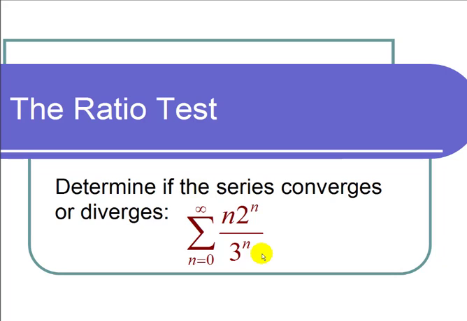So the ratio test tells us we take a limit as n approaches infinity of a sub n plus 1 over a sub n, and then we see if that limit is less than 1, and then the series will converge, or greater than 1, and then the series will diverge. So let's look at the limit.